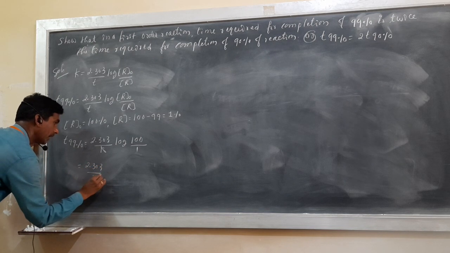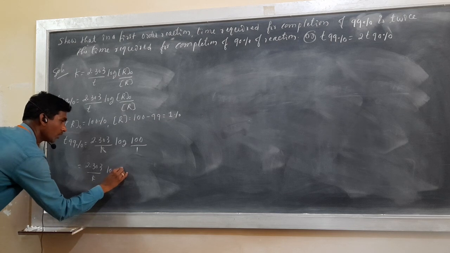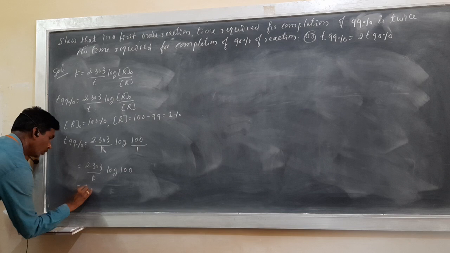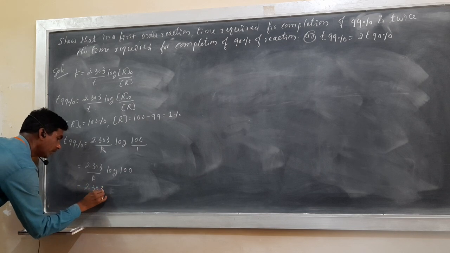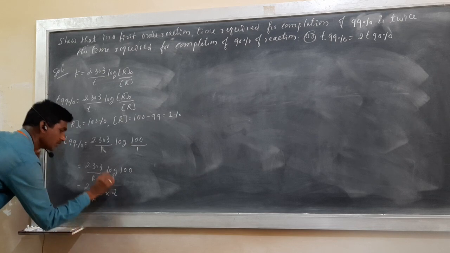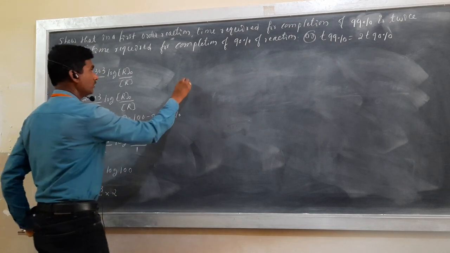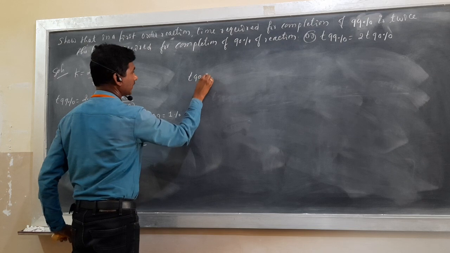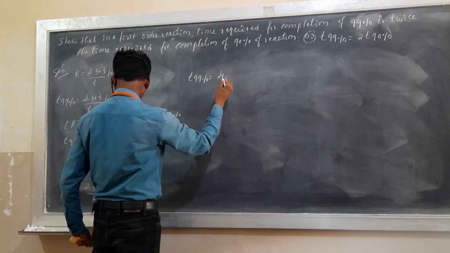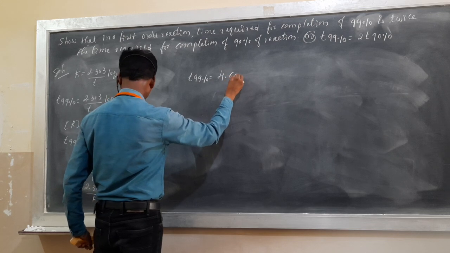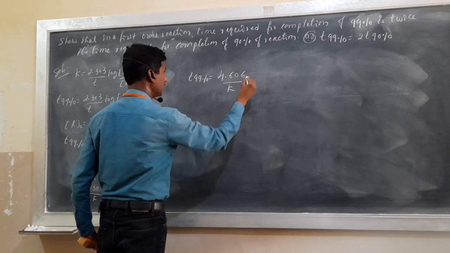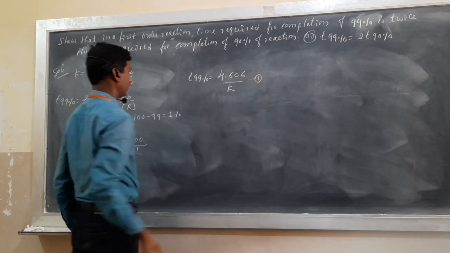So now it is 2.303 divided by K, log 100. Log 100 is equal to 2. So now T99%, the time required for 99%, is equal to 4.606 divided by K. So this is equation number 1.